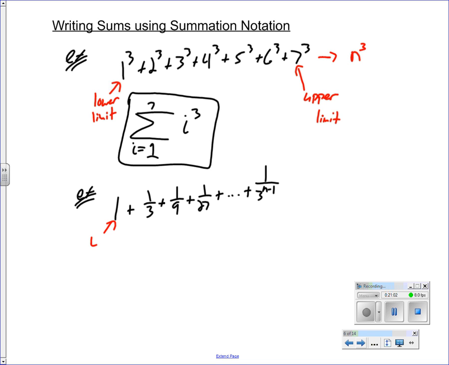So again, this is our first term, our lower limit. This is our final term here, the nth term, our upper limit. So I'm going to put this in our sum notation. We start with our sigma, I equals 1, and our upper limit this time is n. And then they give us the rule right here already by saying what the general term of the sequence is. We're going to use our index, so 1/3 to the I minus 1.